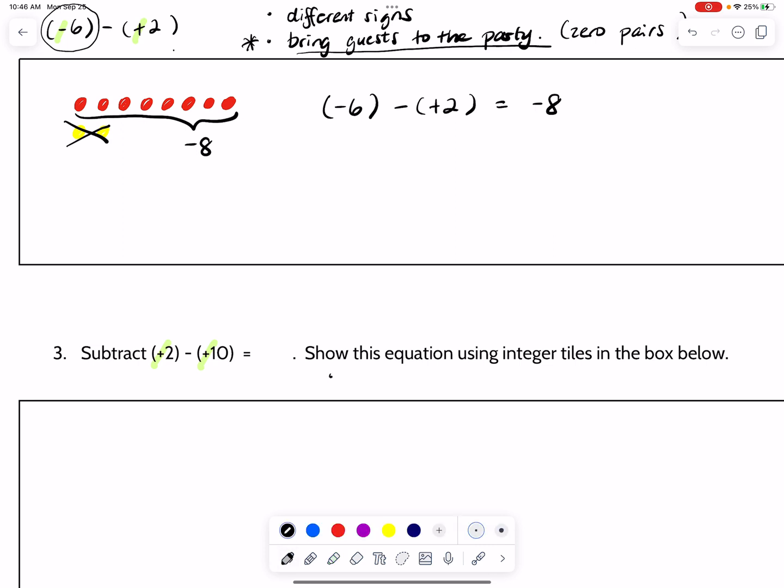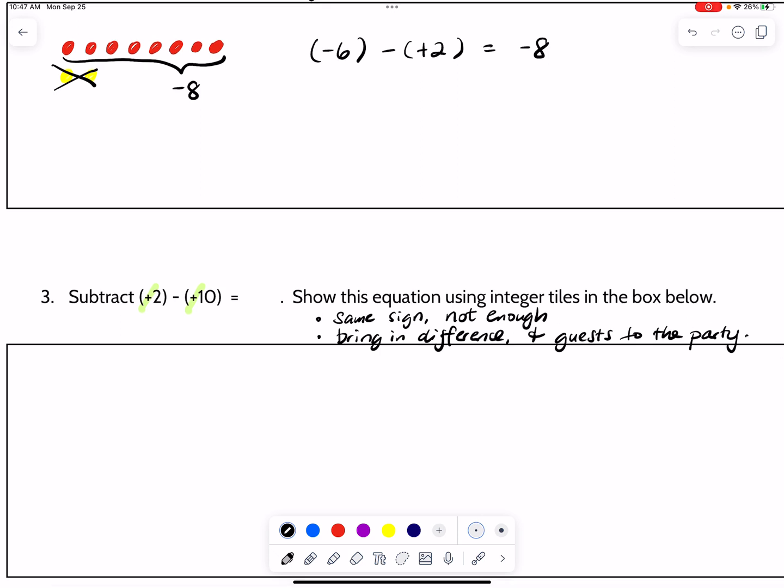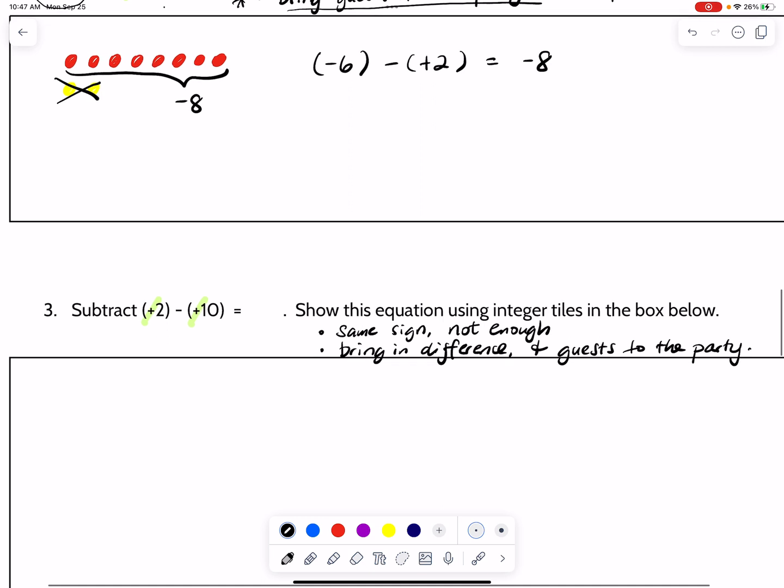So make a note here that you have the same sign, but not enough. Okay, bring in the difference and guests to the party. You have the same sign, but not enough in this case. And then what you're going to do is you're going to bring in the difference and you're going to bring in the guests to the party, meaning 0 pairs. So similar concept as in number 2.